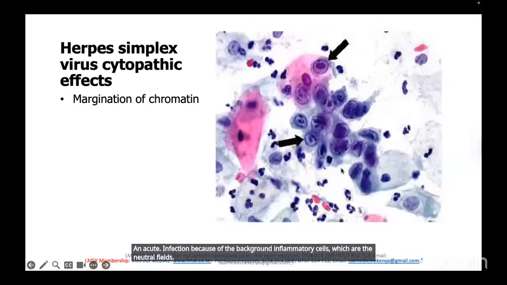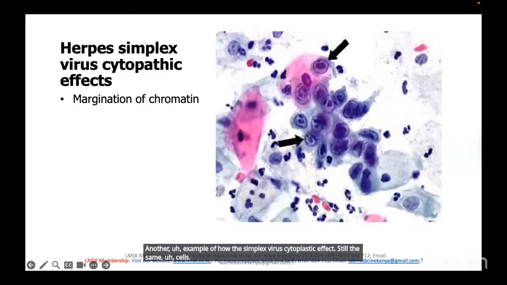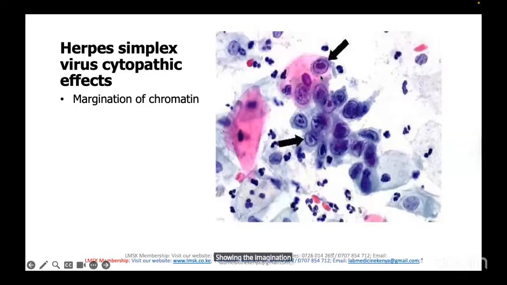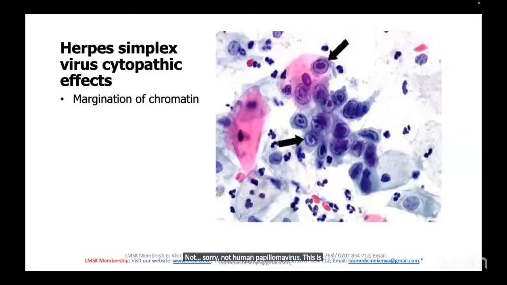Another example of herpes simplex virus cytopathic effect, still the same cells showing the margination of chromatin. So all these are cytopathic effects of human papilloma virus. Not human papilloma virus. This is a herpes simplex virus. Sometimes HPV comes because it causes cervical cancer. So this is herpes simplex virus. These are the cytopathic effects of herpes simplex virus.